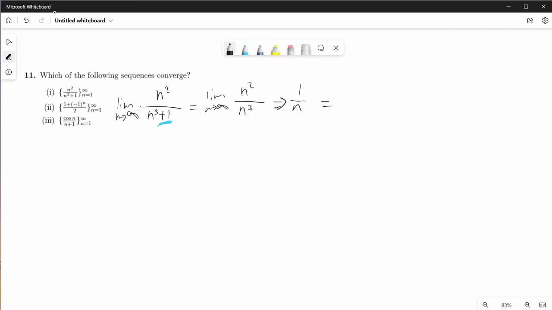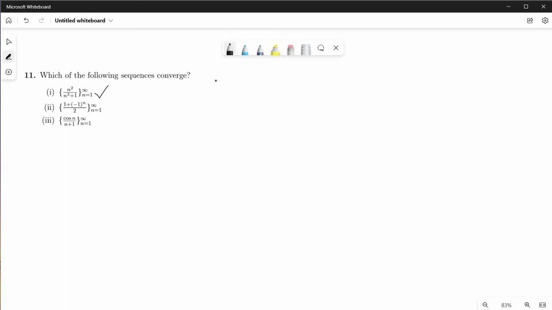And thus this limit will equal 0. The other way you could think about this is, since there's an n cubed in the bottom and n squared on the top, the denominator is going to grow much faster than the numerator. Therefore, it's going to approach 0. So number 1 is convergent, as it does have a value for its limit.